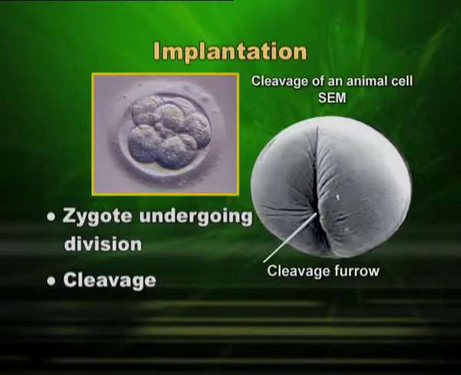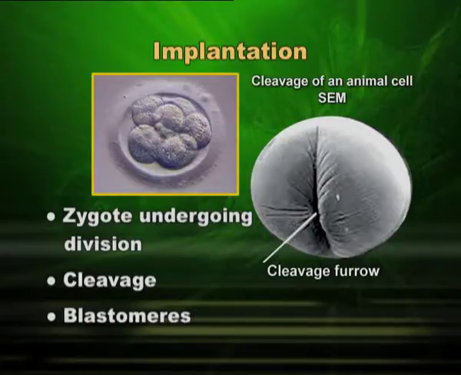Coming back to cleavage. The first division is vertical, and the second division is horizontal to this first division, resulting in 4, and then the division goes on to 8, 16, 32. Till this stage, it is a ball of cells, and then a cavity appears in the center called the blastocele, and hence the structure is called blastula.